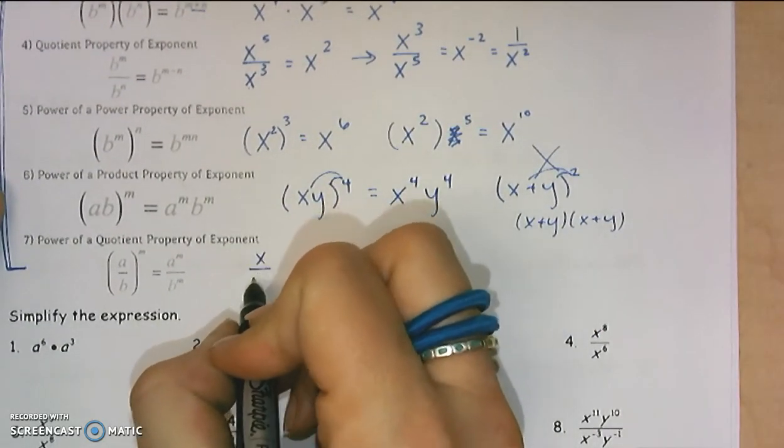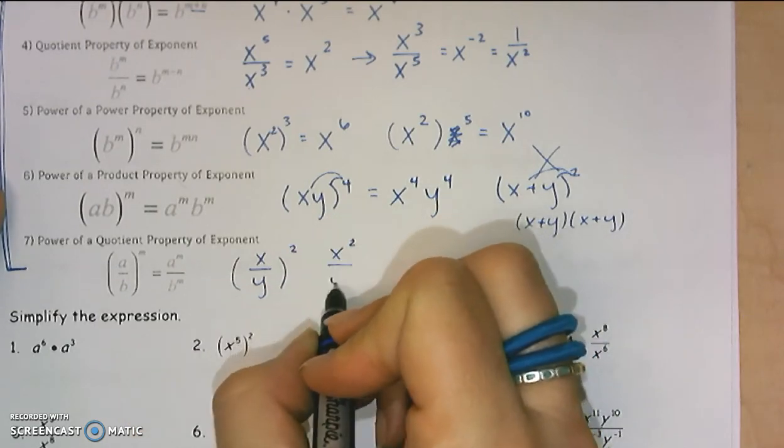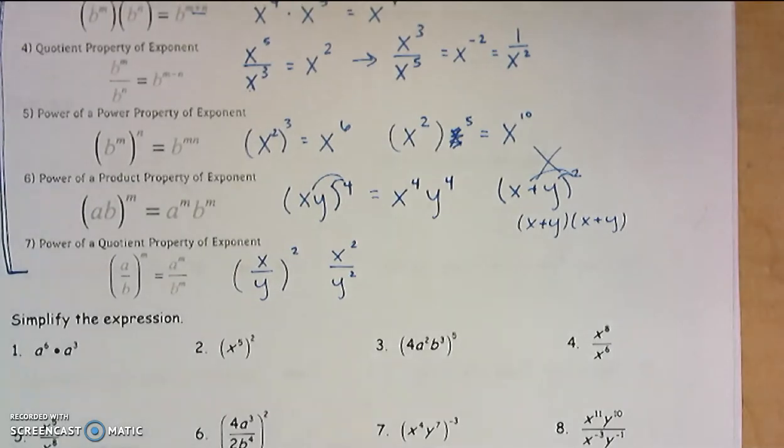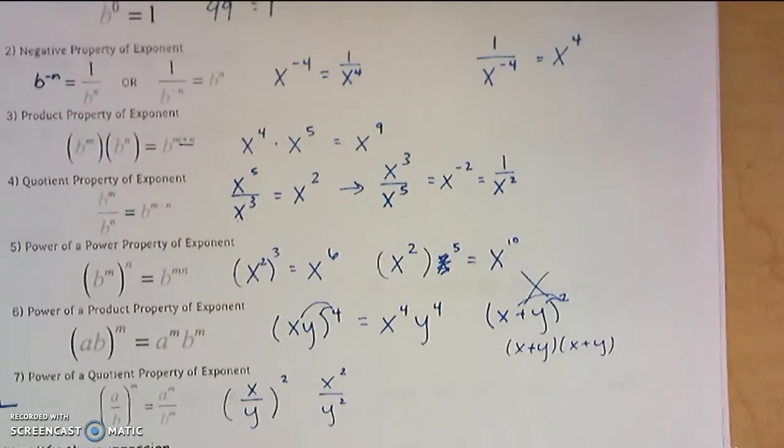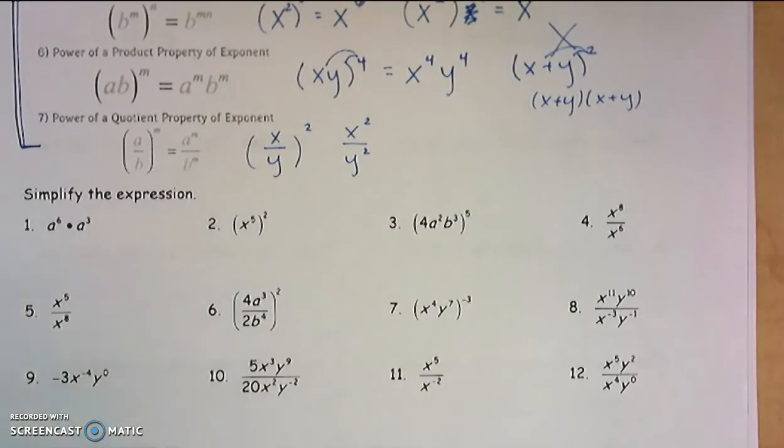The same thing if it's set up as a fraction, or if I'm dividing. So if I have x over y all raised to the 2nd, then that would be x squared over y squared. These rules, you just kind of need to know how to use them so that we can simplify these expressions. So we're going to do a couple of these down here together.